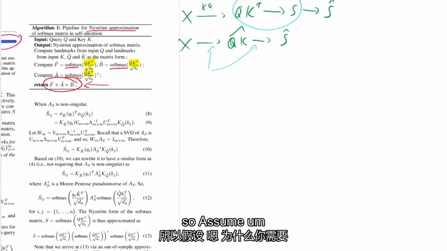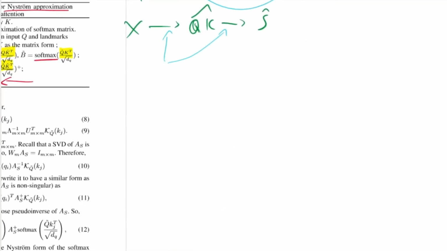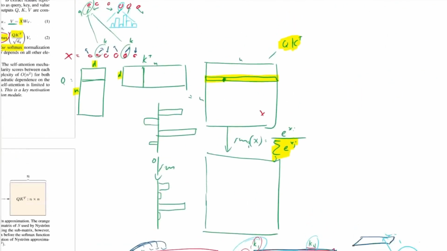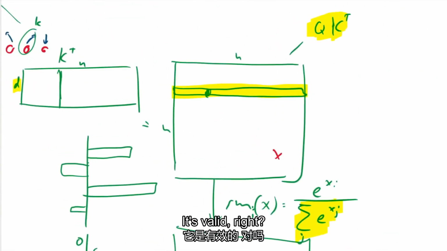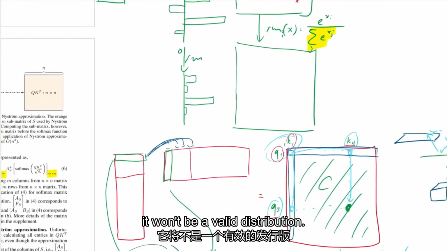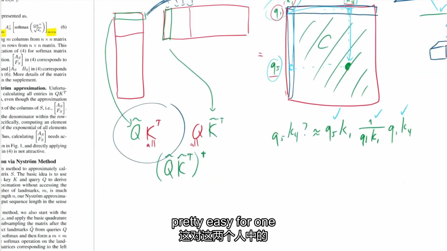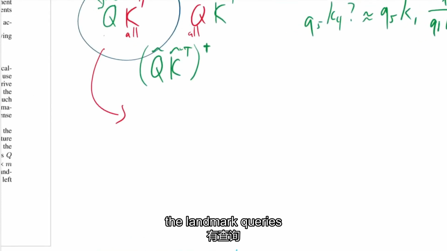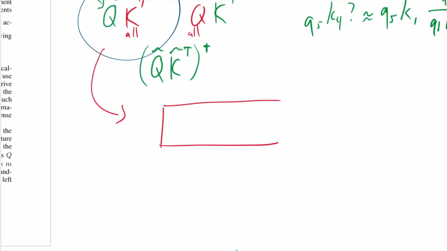So assume, why do you need the full matrix for the softmax? Because we said you have this row here, and you need to normalize over the whole row. It's valid, right? Because ultimately you want the distribution to come out. So you need to normalize over everything in the distribution. Otherwise, it won't be a valid distribution. Now, you can see that this is pretty easy for one of these two, right? If we have the landmark queries and all the keys, that will give us a matrix like this.